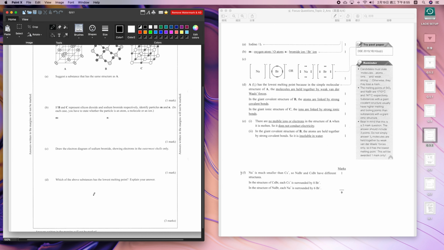Similarly, in part D, we should use the keywords carefully, such as molecules held by weak van der Waals force, atoms in giant covalent structure are linked by strong covalent bonds.